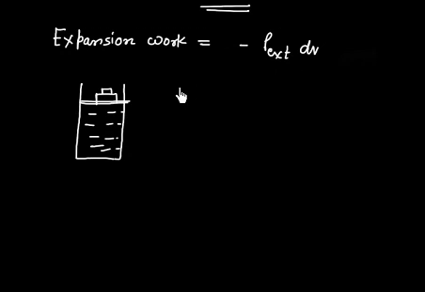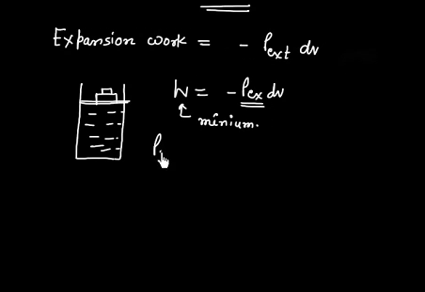Now if I ask when this work is minimum, I am interested in minimum work. This is possible only if P external is 0. When P external is 0, there is no weight here; nothing is here. It is simply expanding without any pressure. In this case work done is 0 because 0 into dV is 0, and this is the minimum work.